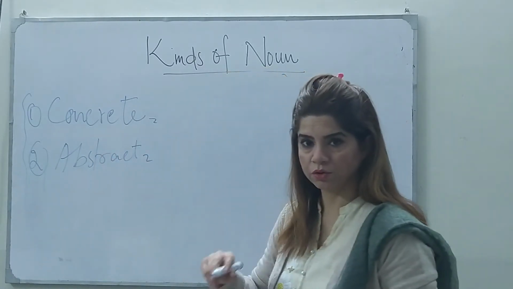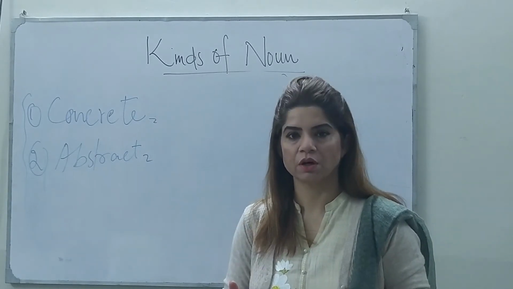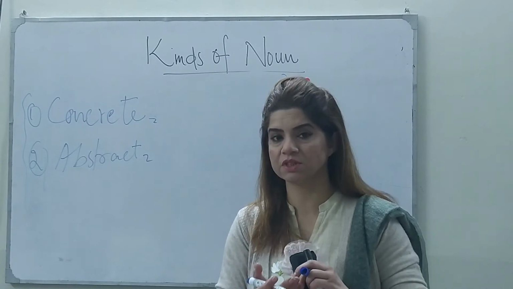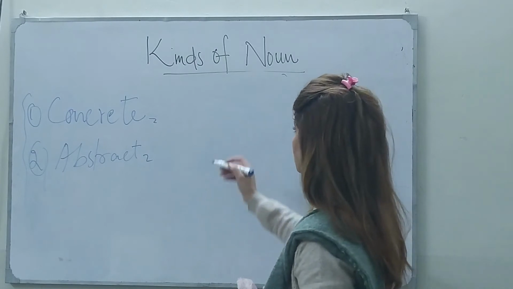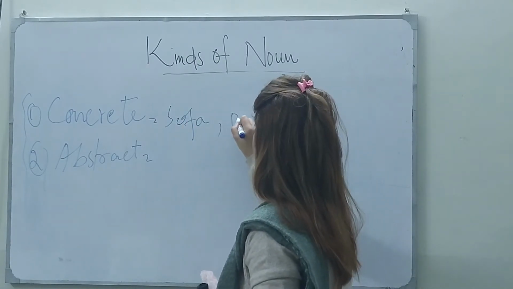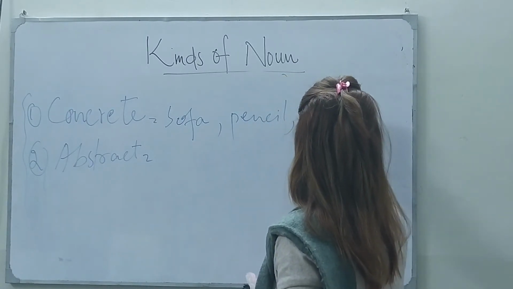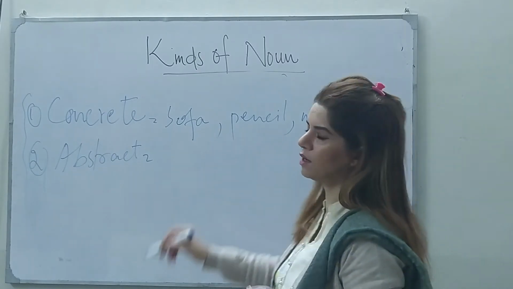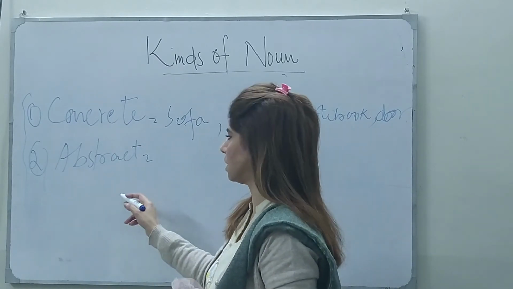Let me write a few examples for you. The things that you can touch are touched by your hand. So if you use your sense of touch, they will come into the category of concrete noun, like sofa that you sit on, pencil that you write with, notebook that you use for writing, and door that you open with your hand, and so on and so on. Now moving toward the abstract noun.